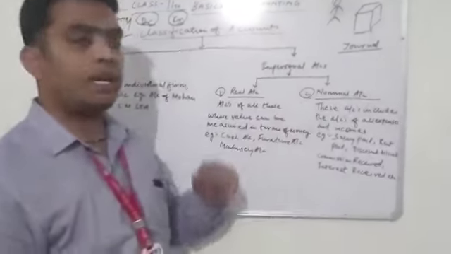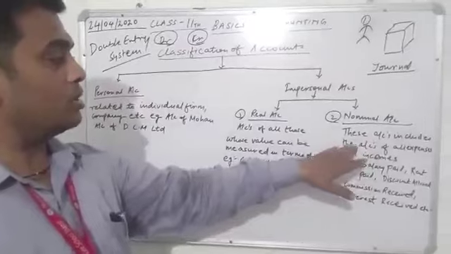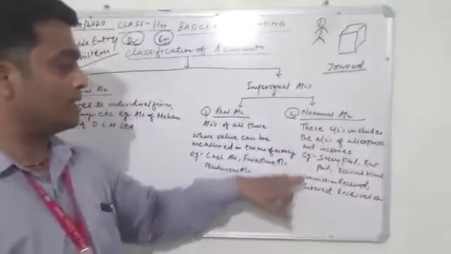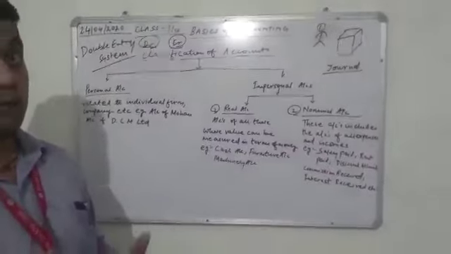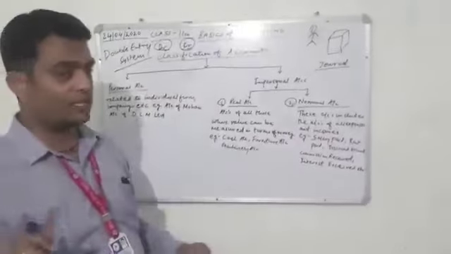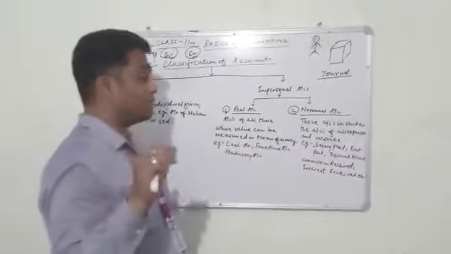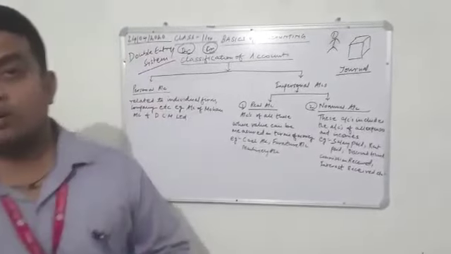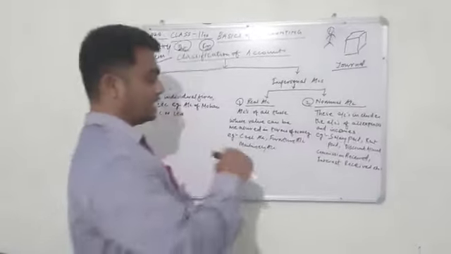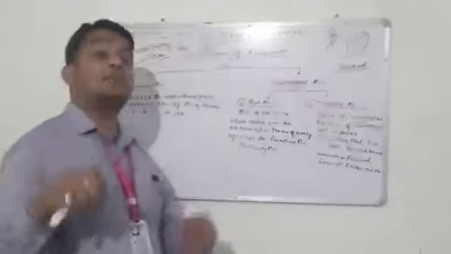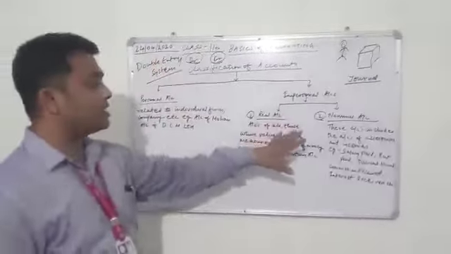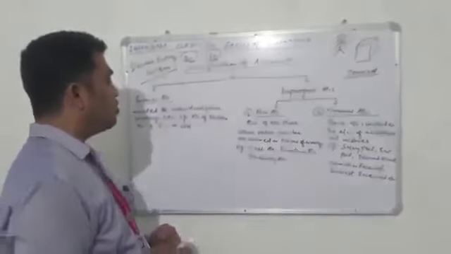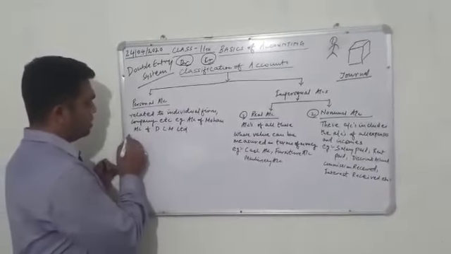Okay, nominal account. These accounts include the accounts of all expenses and incomes. Example: suppose we are paying salary. We are paying salary, so this is the expense. We are paying rent. This is again expense. We are allowing discount to our customers. This is again an expense. Now we are receiving commission from somewhere. We are receiving interest from somewhere. So this is your nominal account. So there are 3 rules.